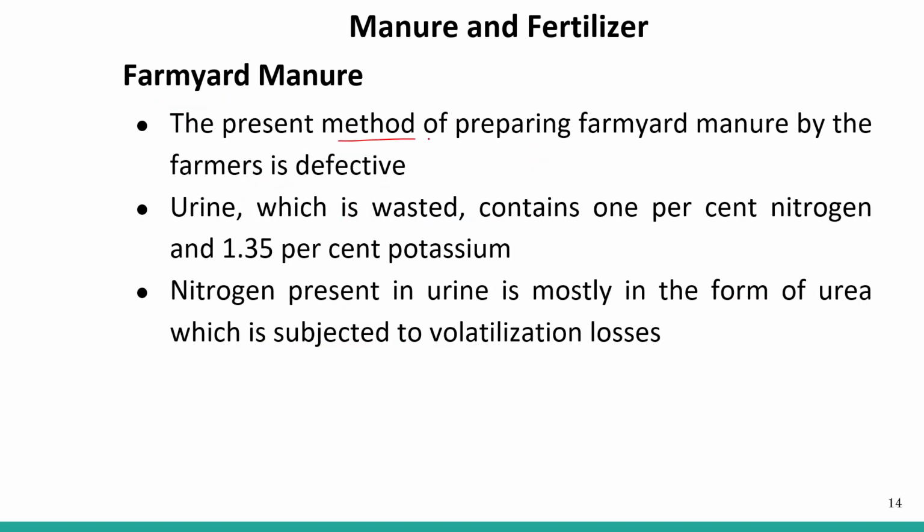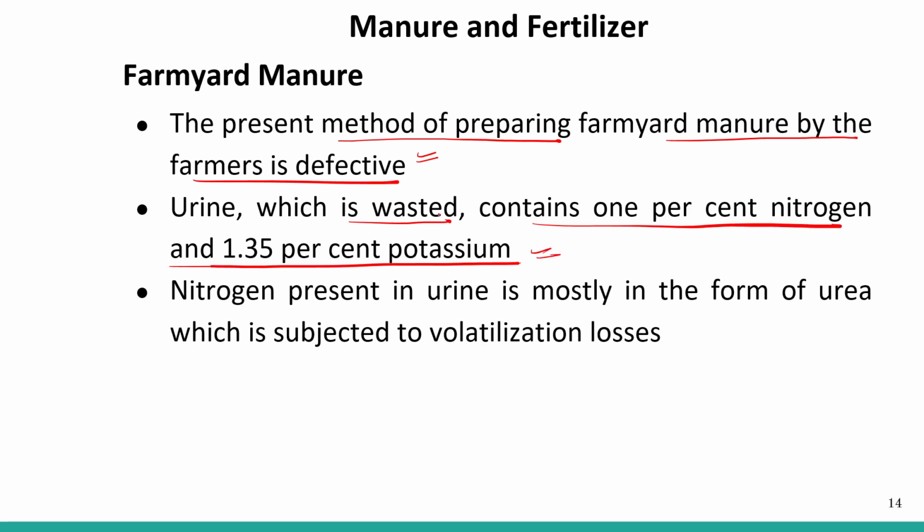The present method of preparing farmyard manure by the farmer is defective. Urine, which is wasted, contains 1% nitrogen and 1.35% potassium, so that can be used to make the farmyard manure. Nitrogen present in urine is mostly in the form of urea, which is subjected to volatilization loss. So it gets volatilized and there is a loss of this particular waste. So why waste this waste?